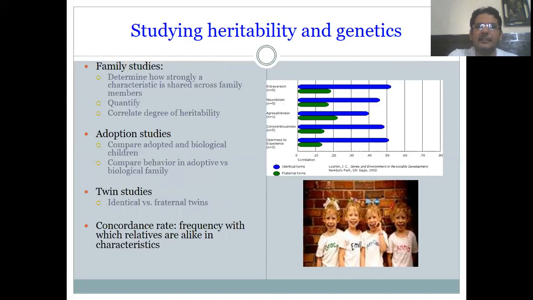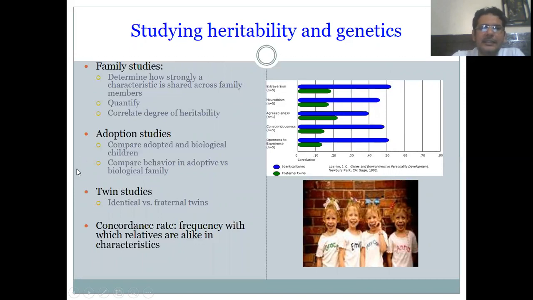In addition, one of the approaches is to study heritability and genetics. So in genetics, another approach, we use family studies, adoption studies, twin studies, and concordance rate. I will briefly describe some specific functions. Some genetic diseases could be passed from family to family. Some features could be there, like intelligence or some other features. So we do the family studies. And in family studies, we determine how strongly a characteristic is shared across family members. What is the quantity?